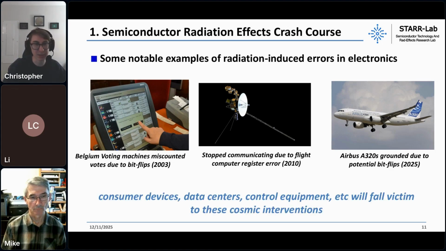But this applies to really any electronic device, like your phones, laptops. Data centers deal with this all the time. For a data center that's big enough in size, there are hundreds or thousands of bit flips occurring across all the machines per day. Industrial equipment that's monitoring some quite key things, any of these could really fall victim to these sort of cosmic interventions. So it's important that we understand exactly how this is happening, and what we could do to prevent these issues.